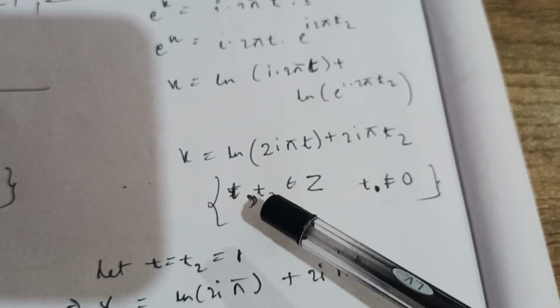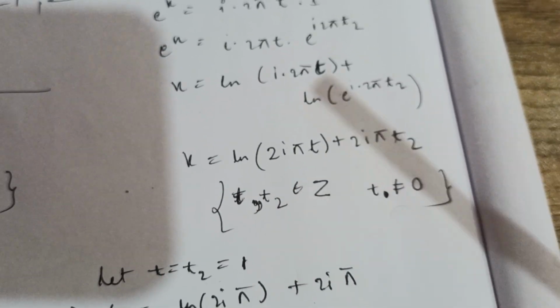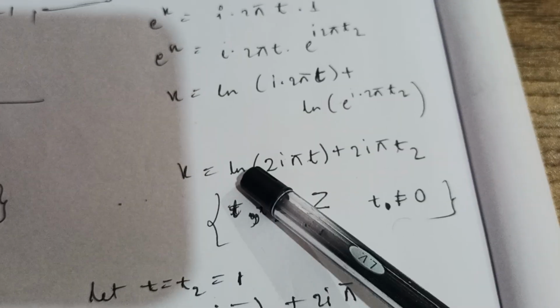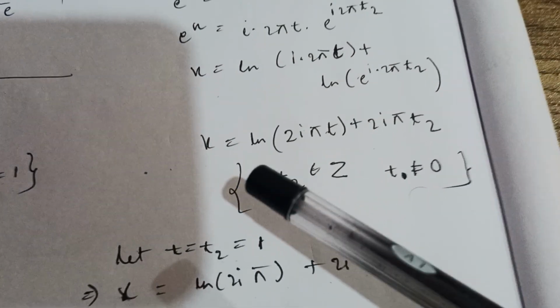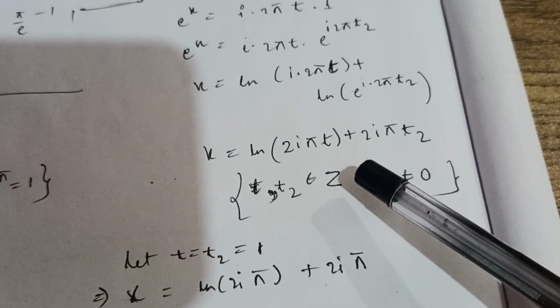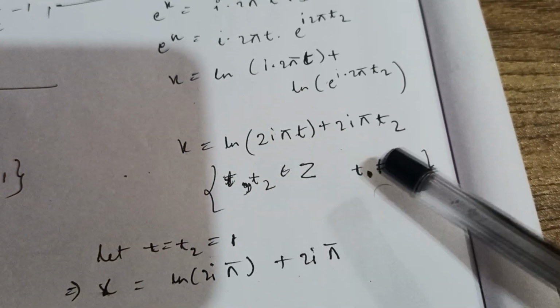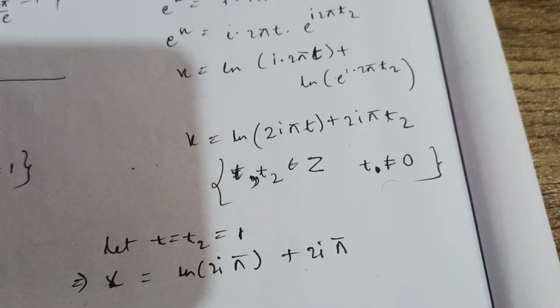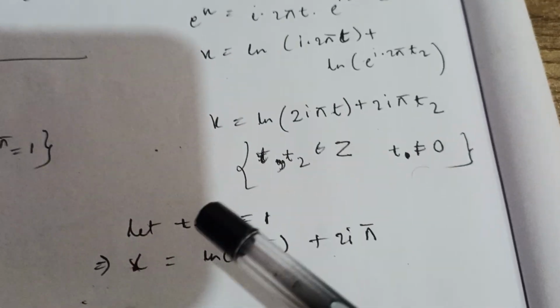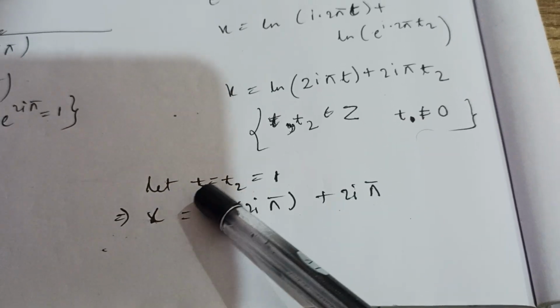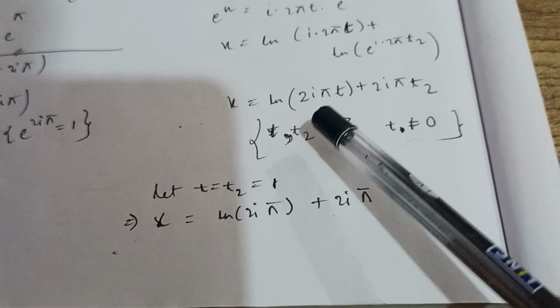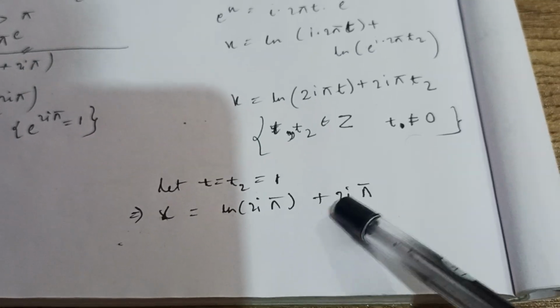Now here t and t2 are integers obviously, and t cannot be equal to 0, because then this will be not defined if t becomes 0. So for that we have to take that into account, and since t and t2 are integers, for all the integers t and t2, t not equal to 0, we will have a solution x. So let's try one for the sake of proof. Let t and t2 equal 1, so x will become ln 2 pi i plus 2 pi i.